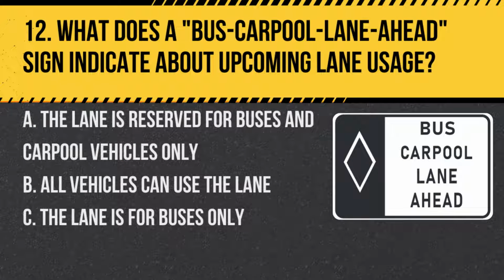Question 12. What does a bus carpool lane ahead sign indicate about upcoming lane usage? A. The lane is reserved for buses and carpool vehicles only. B. All vehicles can use the lane. C. The lane is for buses only. Answer A. The lane is reserved for buses and carpool vehicles only. This sign is used to indicate lanes designated for the exclusive use of buses and carpool vehicles.